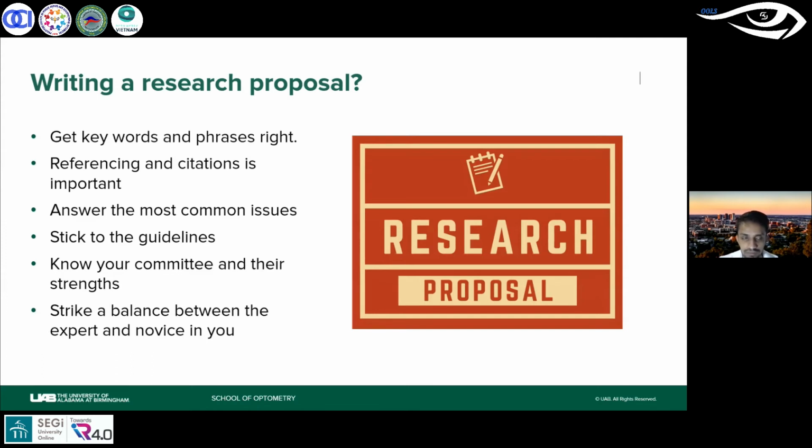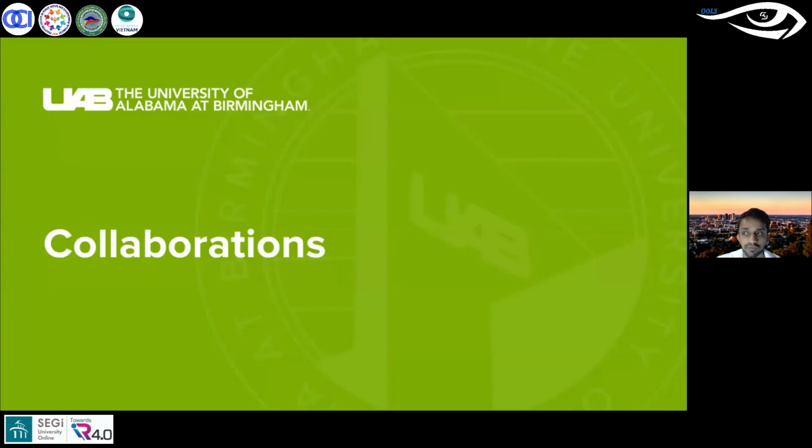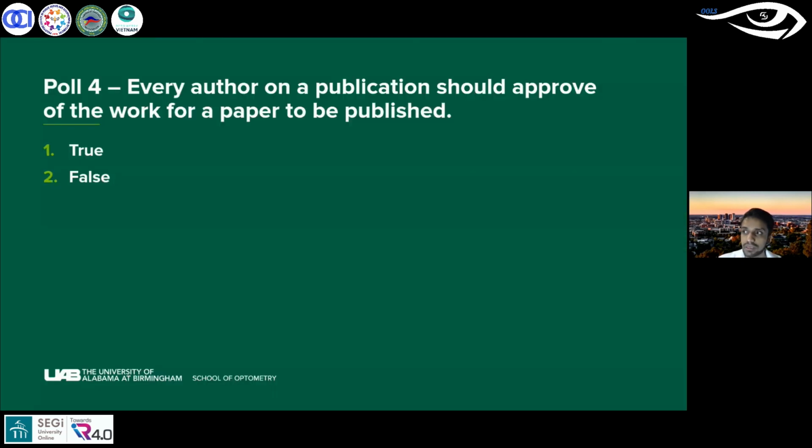So, having said all of this, I think these are some of the key places to get your research started. If you manage to finish the proposal, then you probably hashed out where you're going to do it, how you're going to do it, etc. And once you've done that, or if you've not done that so far, one of the ways to do it is collaborations, and that is what I'm going to speak about next. But before we move ahead, that is our next poll.